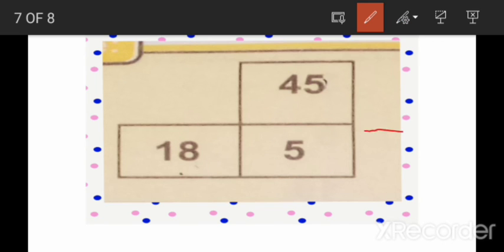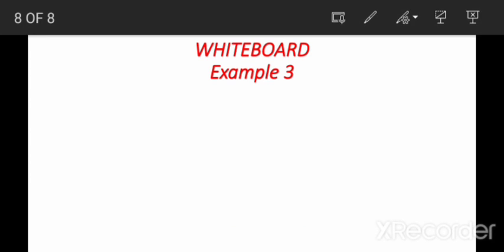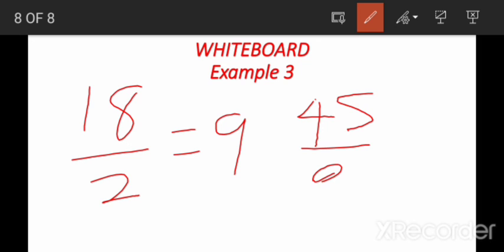Assuming 5 was not given to us, what we simply do is to say 18 divided by 2, and 18 divided by 2 is equal to 9. Then the 45 in our question divided by 9 that was gotten. 45 divided by 9 is equal to 5.